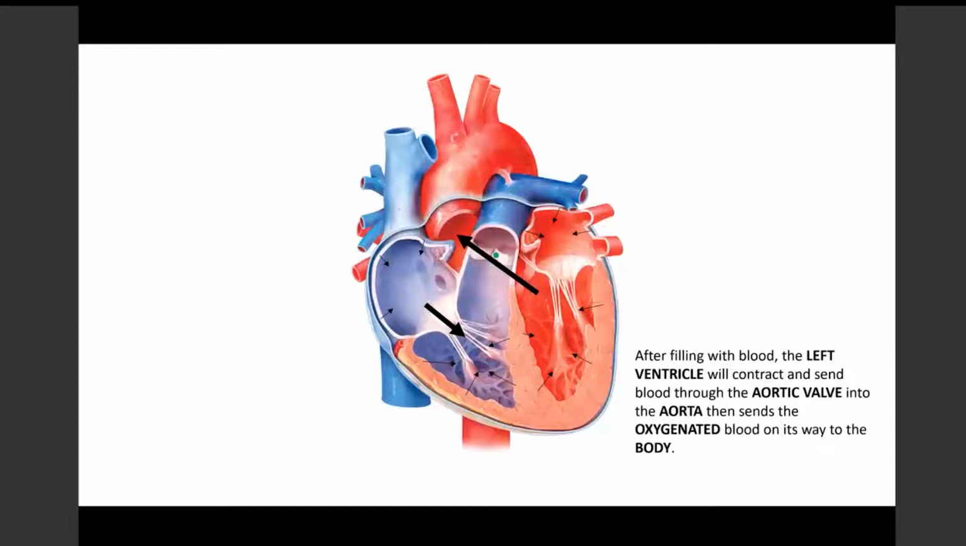So as your AV valves open and close, this happens simultaneously. These have to remain closed at that point. And then when your semilunar valves close, that also happens simultaneously. So AV valves open and close simultaneously, and semilunar valves open and close simultaneously, and it happens one after the other. Okay, everybody okay with that? I think I might have jumbled my words there, but I can go over that again if you need me to.